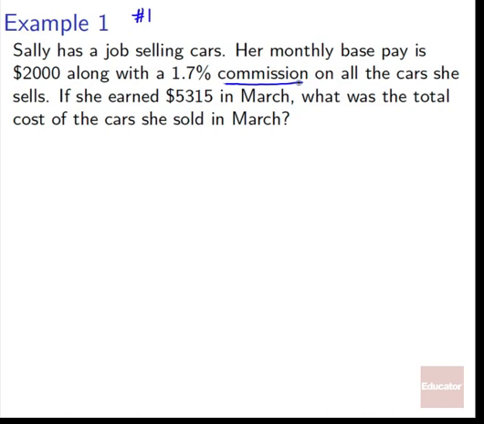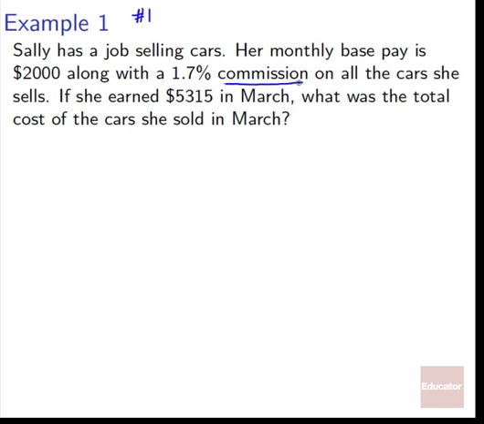So if somebody has a 10% commission, if they sell $100 of stuff, they personally get $10 back. A commission is a way of making a profit off of what you sell to other people. A salesman gets a commission on their sales generally to encourage them to sell more. So she gets a 1.7% commission. 1.7% of whatever she sells, she gets back. Okay, so she gets $2,000 plus 1.7% of the amount of the cars that she sold in the month.